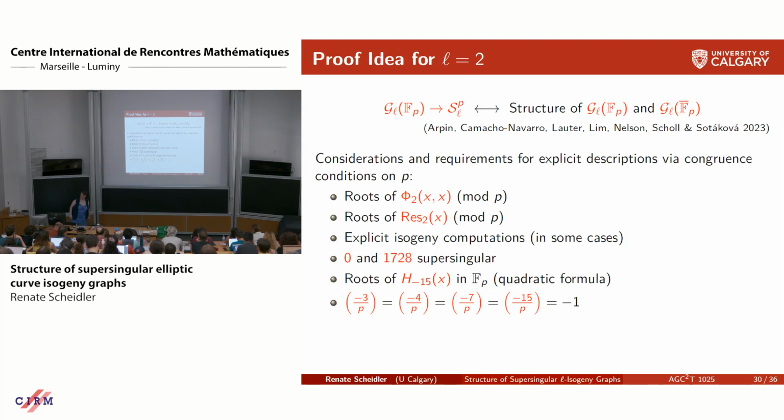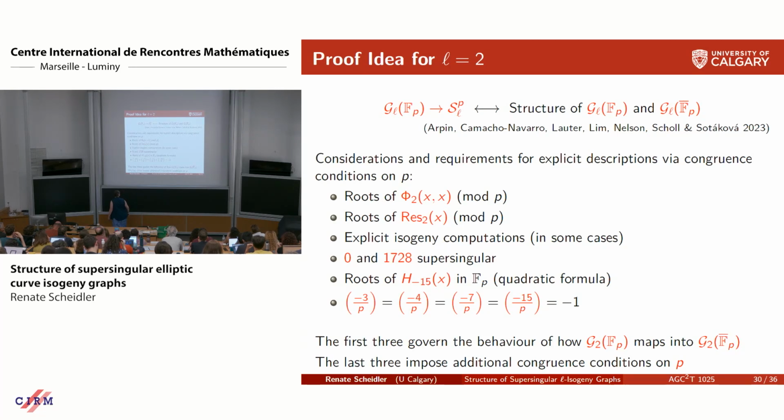And then you need to figure out the roots, in this case the roots of this H minus 15 polynomial, and check if they're supersingular. So you need to make sure that they either ramify or are inert in the quadratic field corresponding to the square root of minus 15. For the small primes, you might have some ramification there. We ruled these out and treated them separately. Remember, I had an assumption that the primes are at least 17. And it turns out all of these are inert in this field, and so these are all supersingular. The first three govern how this Fp graph maps into the Fp bar graph, and the last three impose additional congruence conditions.